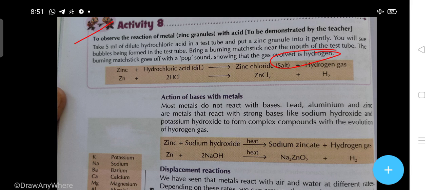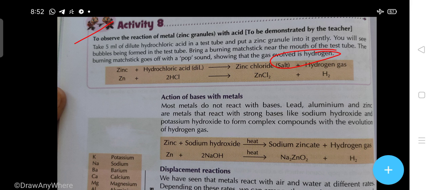Now the action of bases with metals. Most metals do not react with bases. Lead, aluminium and zinc are metals that react with strong bases like sodium hydroxide and potassium hydroxide to form complex compounds with the evolution of hydrogen gas. Zinc reacts with sodium hydroxide, and if you heat it, it forms sodium zincate and hydrogen gas.